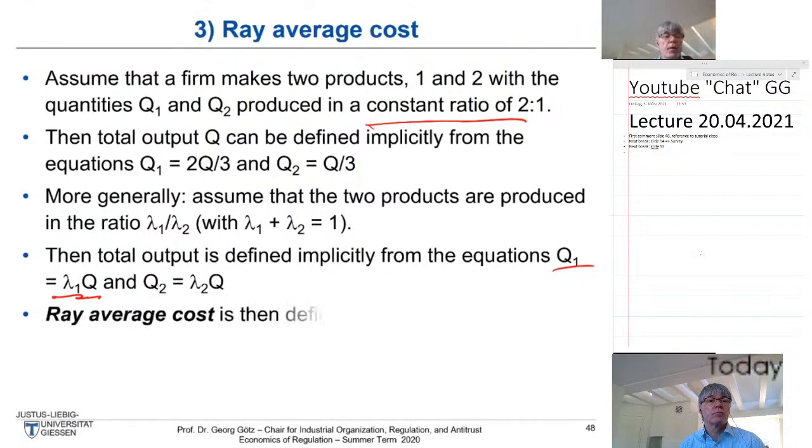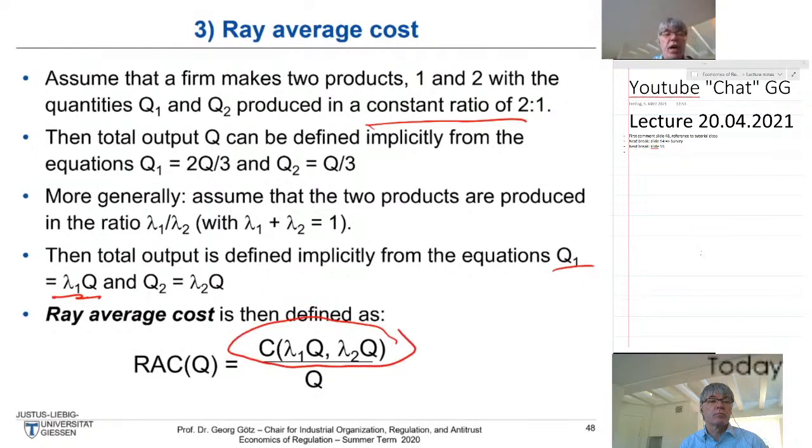Okay, and the ray average costs are then just the total cost, taking into account that if you produce 6 million cars, 4 million of the cars will be Golfs, and 2 million of the cars, namely one third, will be Touaregs, divided by the total number of cars. And now you know exactly what the average cost of a car is. If you have, say, 9 million cars, the average cost per car might be, say, €30,000, and of these 9 million, two thirds are Golfs and one third are Touaregs.